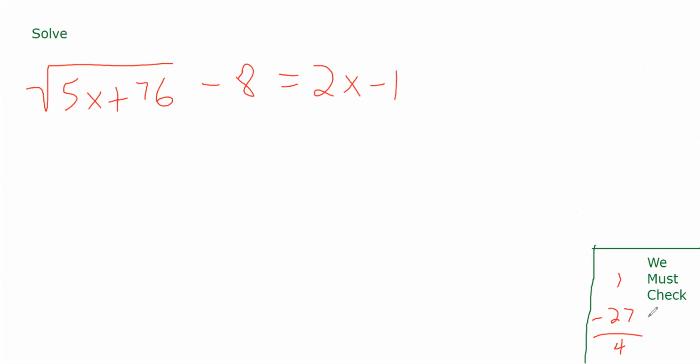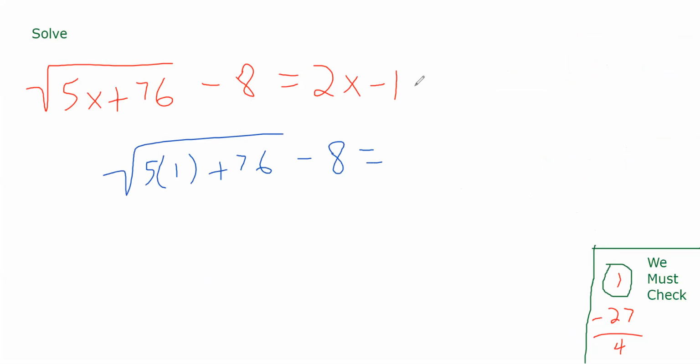What we'll do is check 1. We come all the way over to our original equation and plug it in for x, just to make sure everything we're doing is mathematically sound. So the square root of 5 times 1 plus 76, minus 8, equals 2 times 1 minus 1. What I'm really asking is, is the left side equal to the right side?